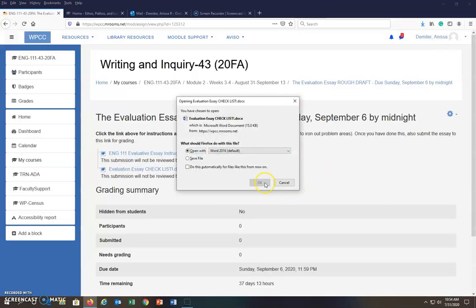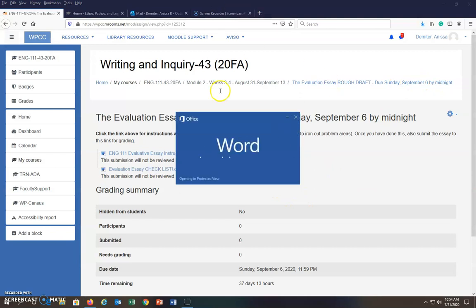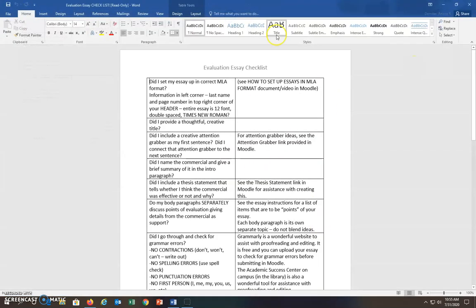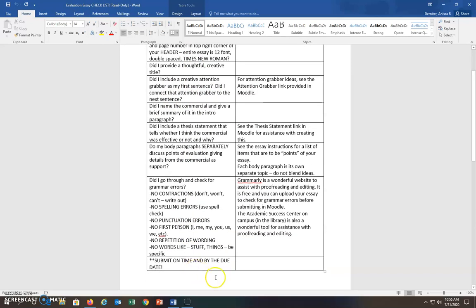If you click on this, it'll give you a checklist, and this is something you need to look at before submitting even the rough draft. Did I set my essay up in correct MLA format? Is my information centered, in the left corner? Did I have a page number? Did I provide a thoughtful and creative title? Did I include a creative attention grabber as my first sentence? So read through here and make sure that you've done all these things before you submit your rough draft. That will help iron out any problem areas you might have.